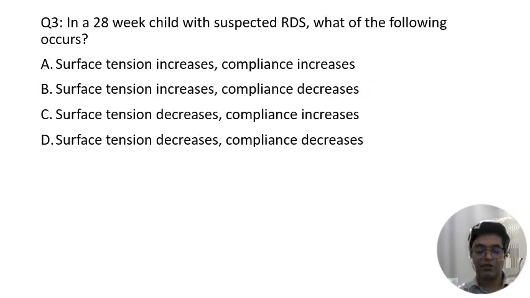Let's move further. Question number 3, again related to RDS. So if RDS had been prepared well, you would have got 2 questions correct. In a 28-week child with suspected RDS, which of the following occurs? You know that in RDS or HMD, there is deficiency of surfactant, right? Surfactant deficiency causes unopposed surface tension in the alveolus. So there is a collapse of the alveoli. This collapse of alveoli reduces the distensibility or compliance of the lung. So if there is no surfactant, what will happen? Surface tension will increase, compliance will decrease, right?